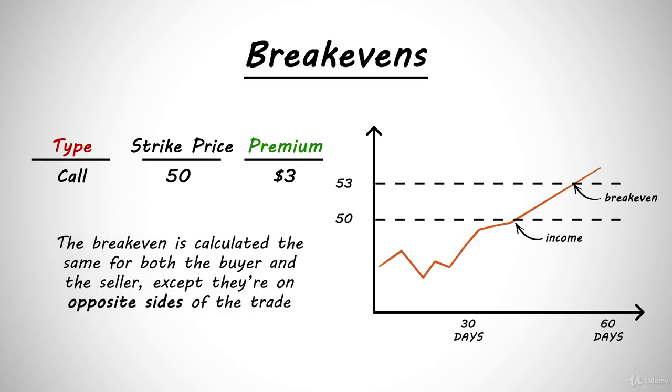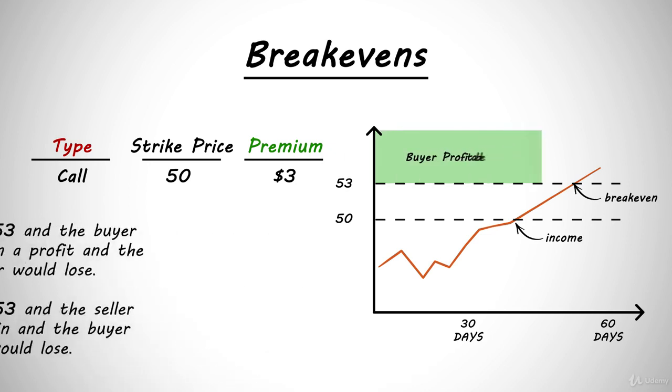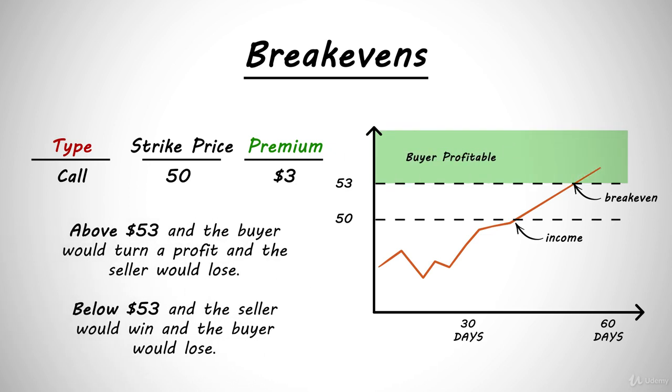The break-even is calculated the same for both the buyer and the seller, except they're on opposite sides of the trade. If the stock finished right at $53 on expiration, this would be a tie, and both the buyer and seller would break even. Above 53, the buyer would turn a profit and the seller would lose. Below 53, the seller would win and the buyer would lose.